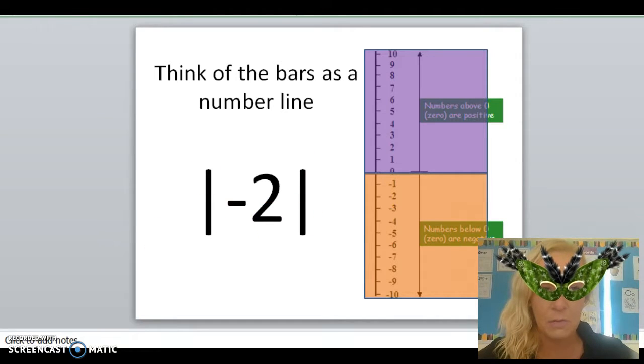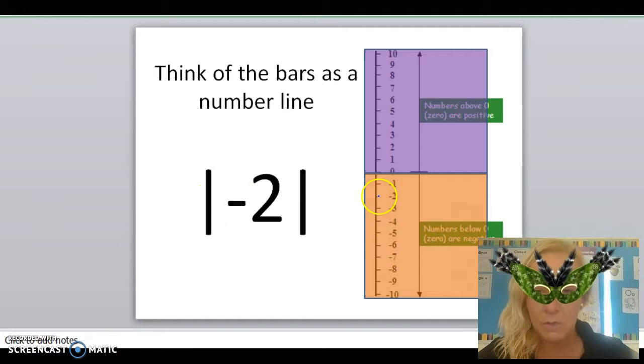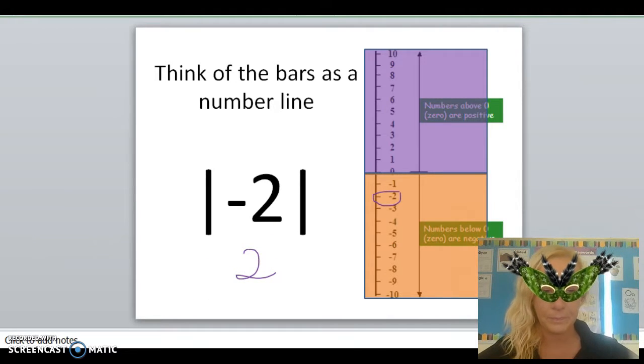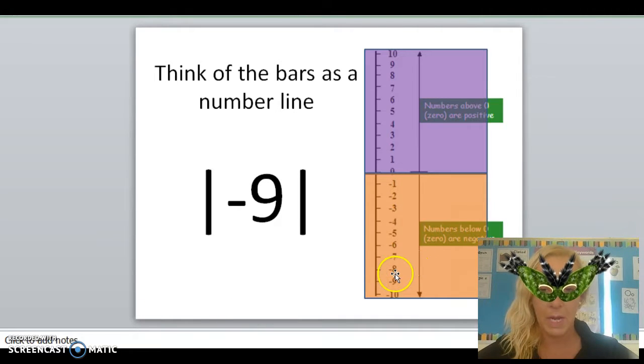Again, let's look at -2. -2 on the number line will be right here. And -2 is 2 units away from 0. So its absolute value would be 2. -9 is located down here on the number line. -9 is 9 units away from 0. Therefore, its absolute value would be 9.